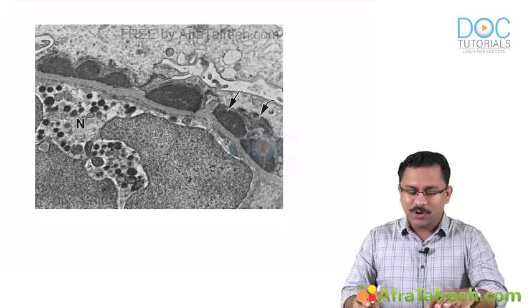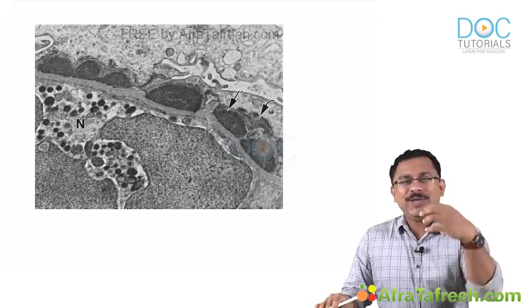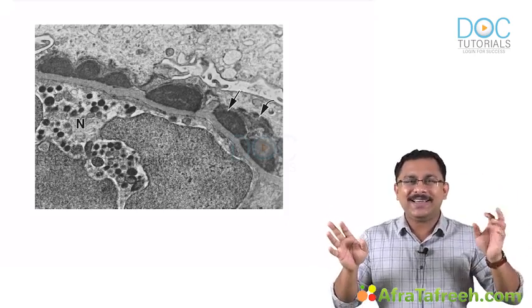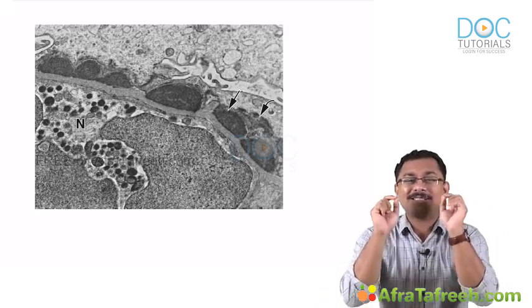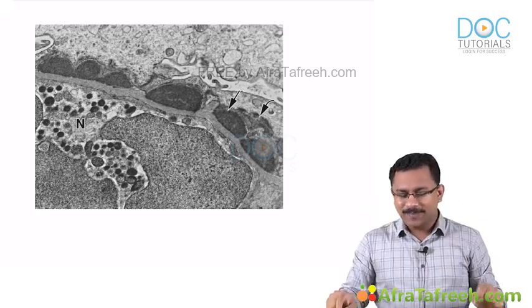Coming to the electron microscopy, you remember when I showed you the initial schematic diagram from Harrison, I told you that there occur subepithelial deposits as well. You remember? And what was the name I mentioned? Subepithelial humps, okay?